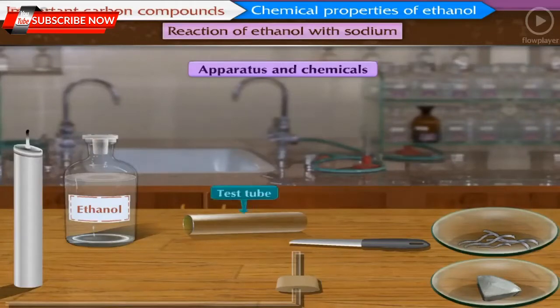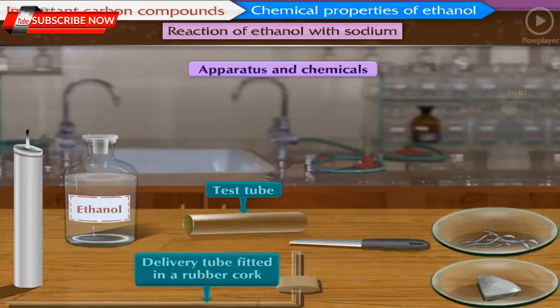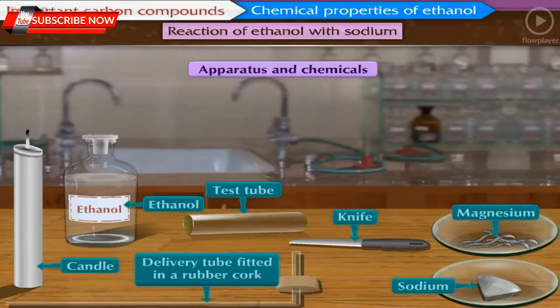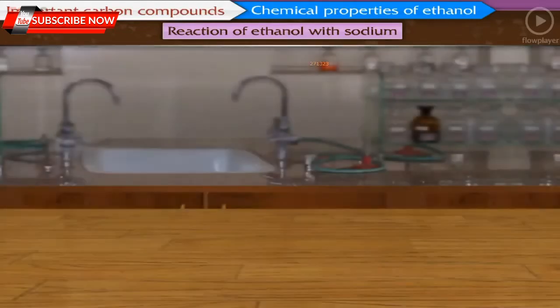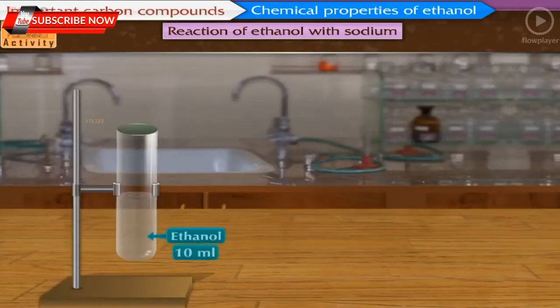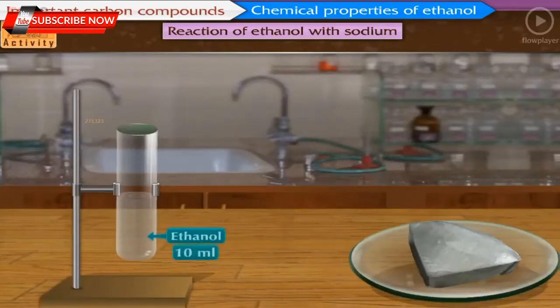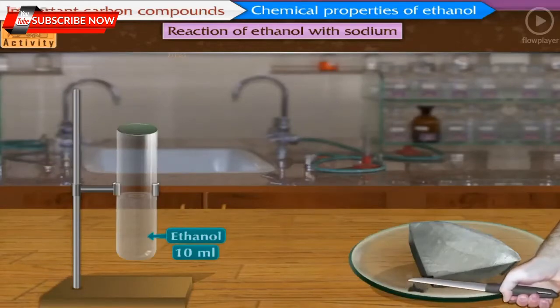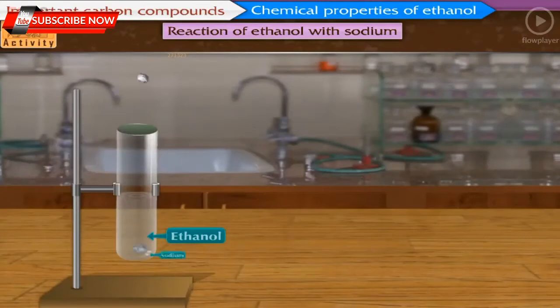Apparatus: test tube, delivery tube fitted in a rubber cork, knife, candle. Chemicals: sodium metal, ethanol, magnesium metal, etc. Activity: let us first take 10 ml ethanol in a test tube. Cut sodium metal into 2 to 3 pieces of a cereal grain size. Put the sodium pieces into the ethanol in the test tube and fix the gas delivery tube to the test tube.